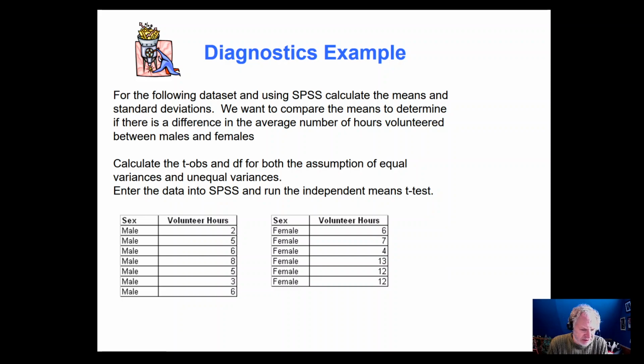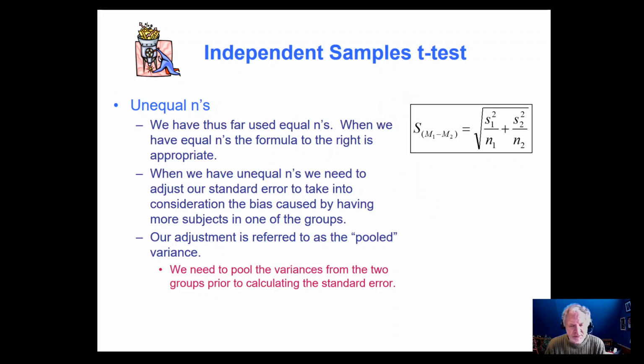Now, what's here? My n's are unequal, and I have to do my diagnostics. The first thing I'm going to want to look at is whether my data is normally distributed, and then I'm going to want to see if the variances are relatively equal. First thing is, this is the first time we've seen an unequal number of participants in a study.